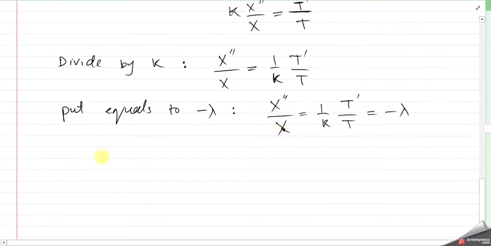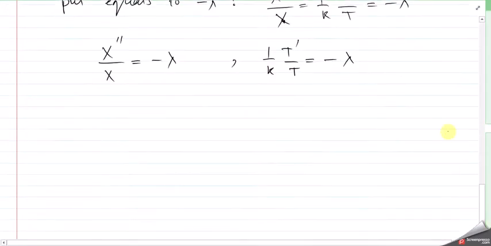Now from here we make two equations: X double prime over X equals minus lambda, and 1 over k times T prime over T equals minus lambda. As you can see, now we have two separate equations, one in x and one in t, and both are ordinary differential equations, because X is only dependent on small x, and T is only dependent on small t.